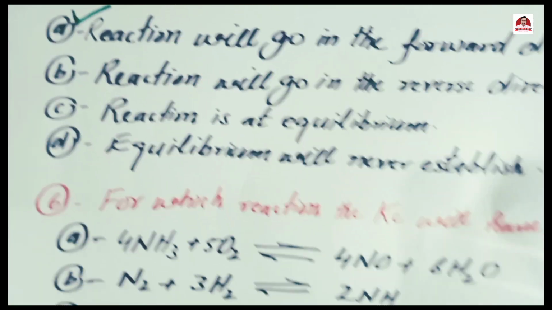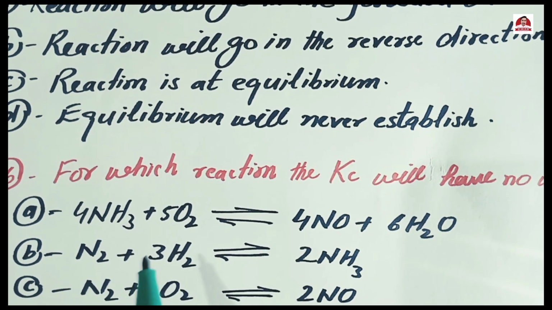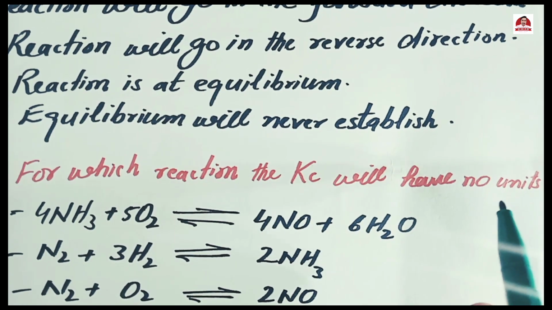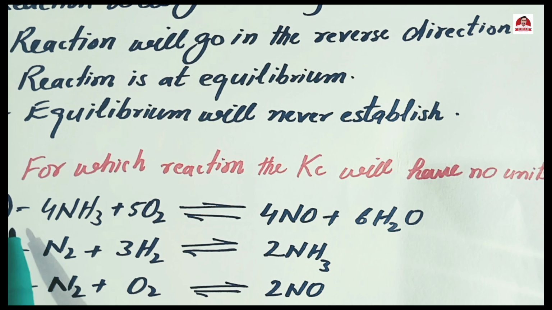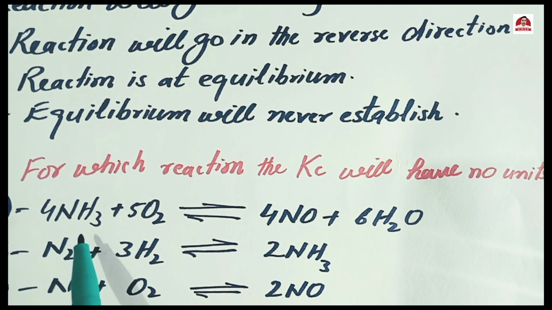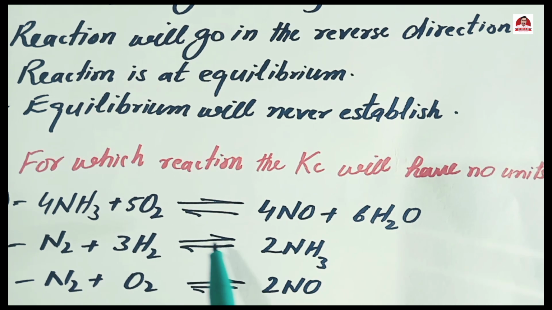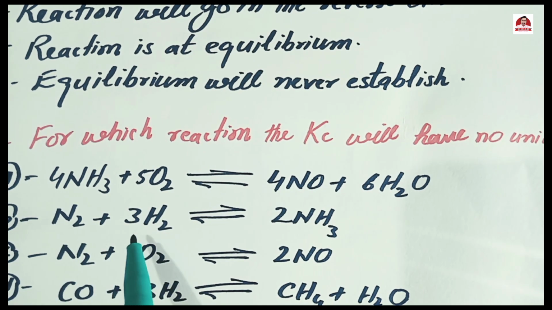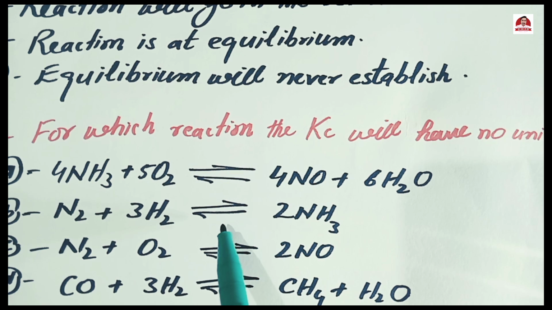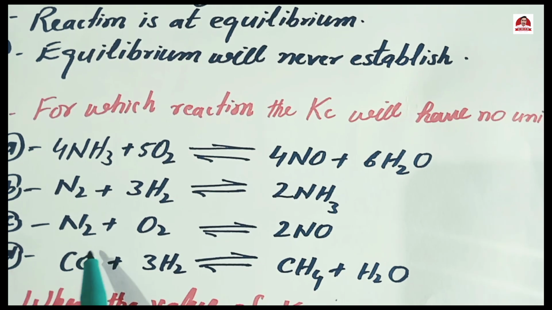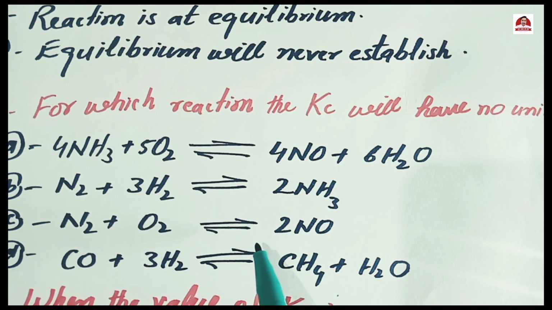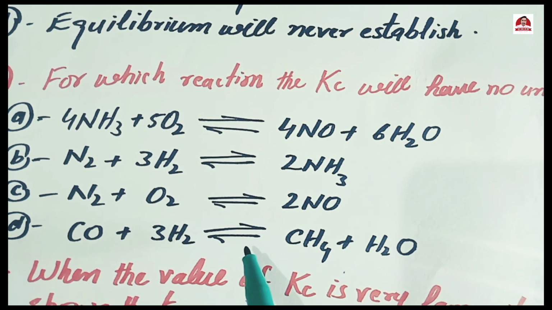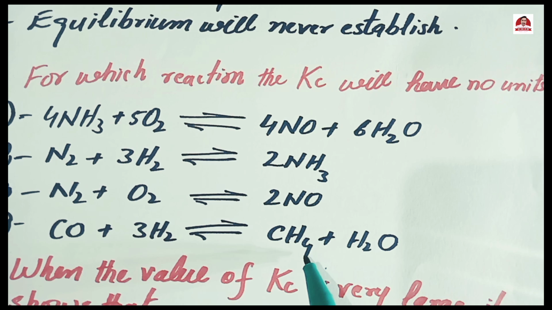Next, question number 6. For which reaction does the Kc value have no units? Option A, 4NH3 plus 5O2 in a reversible reaction 4NO plus 6H2O. Option B, N2 plus 3H2 in a reversible reaction 2NH3. Option C, N2 plus O2 in a reversible reaction 2NO. And option D is CO plus 3H2 in a reversible reaction CH4 plus H2O.